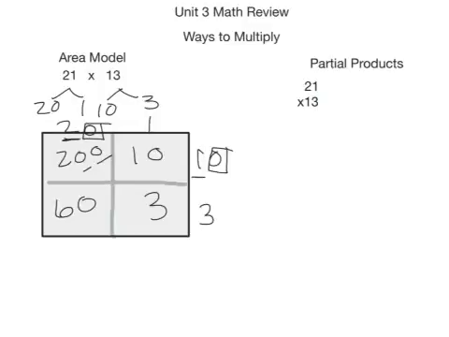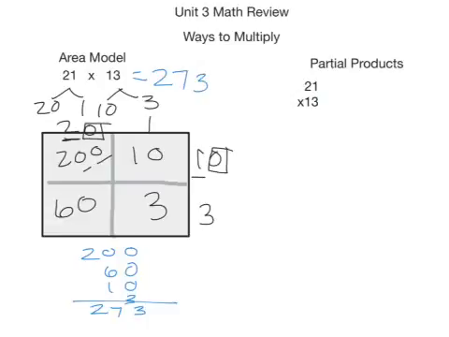And then all you have to do is add these terms together. So 200 plus 60 plus 10 plus 3 is the same as saying 0 plus 0 plus 0 plus 3, which is the same as 3. 0 plus 6 plus 1 is the same as 7. And then 2 and nothing is the same as 2. So 21 groups of 13 is the same as saying 273.